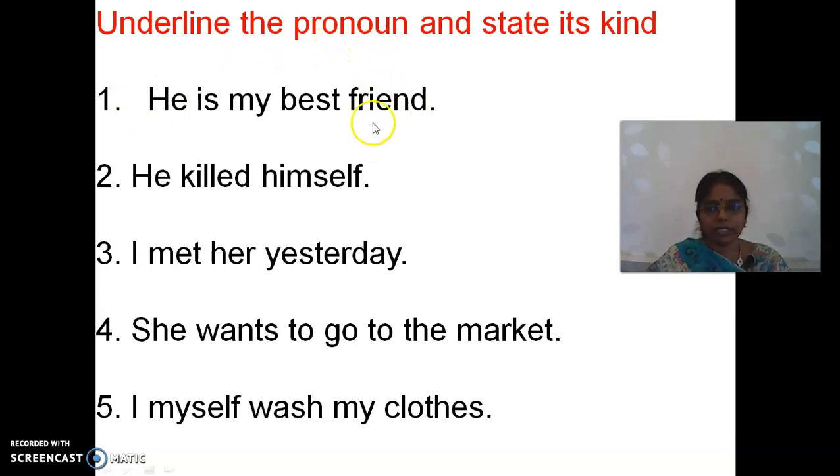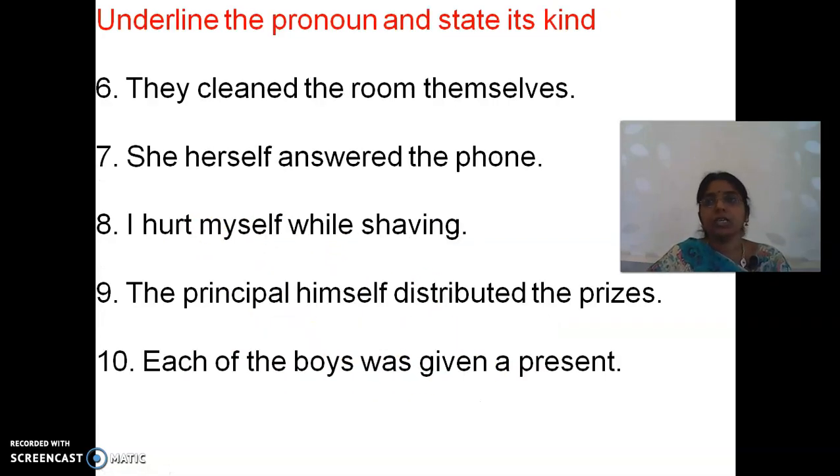He is my best friend. He killed himself. I met her yesterday. She wants to go to the market. I myself wash my clothes. They cleaned the room themselves. She herself answered the phone. I hurt myself while shaving. The principal himself distributed the prizes.